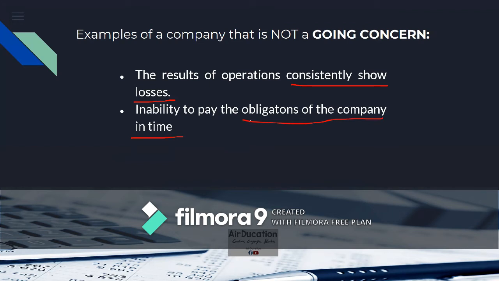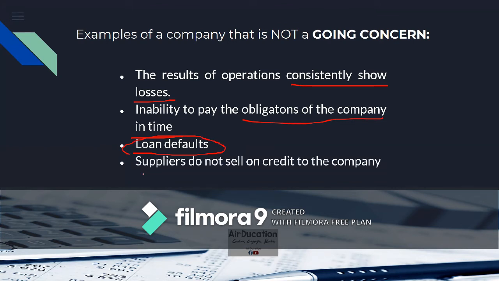Maybe because there is an inappropriate use of cash, or the cash flow of the company is no longer good. Loan defaults: the company has a lot of loans. Suppliers do not sell on credit to the company, when your suppliers no longer want to sell their products to you on credit or on account. Legal proceedings against the company: when you are already under a lawsuit because you have violated any kind of laws, or when your company does not follow specific laws related to labor unions, the paying of taxes, and so on.